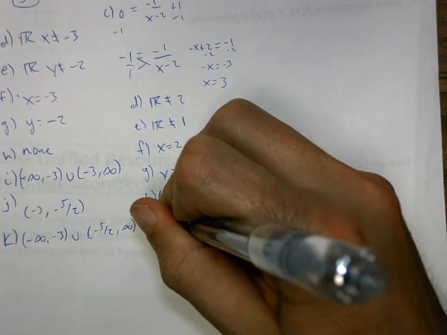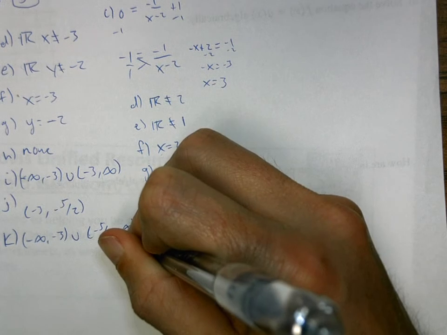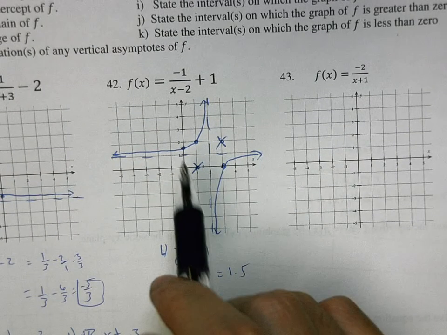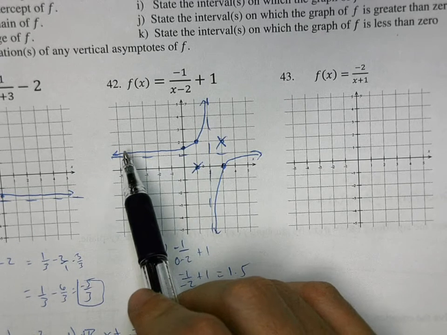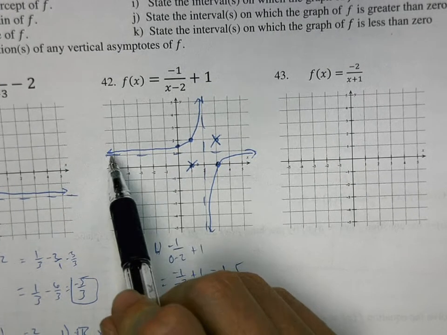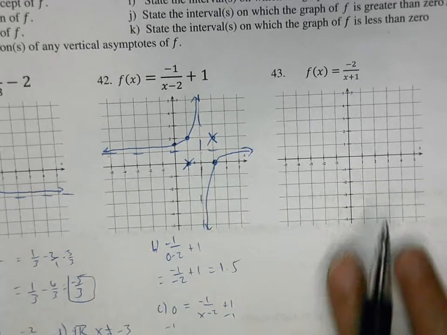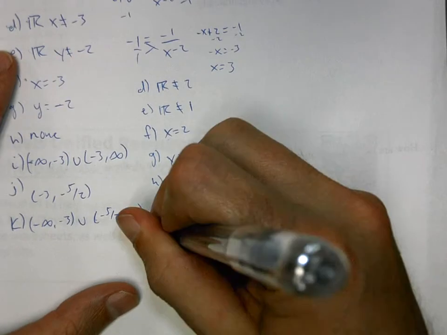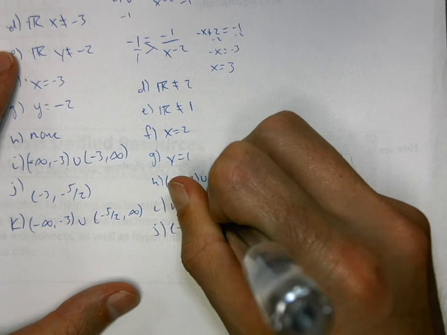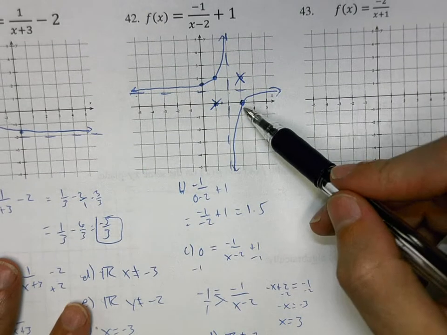Where it's greater than 0: it is greater than 0 everywhere on the left side of the vertical asymptote, so from negative infinity to positive 2. And it is also greater than 0 after our x-intercept, so from 3 to positive infinity.